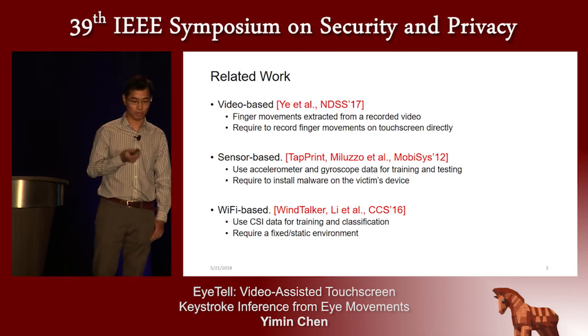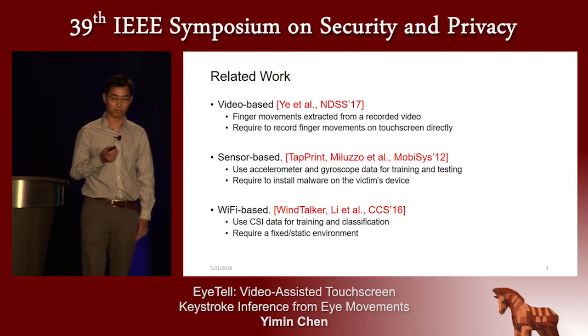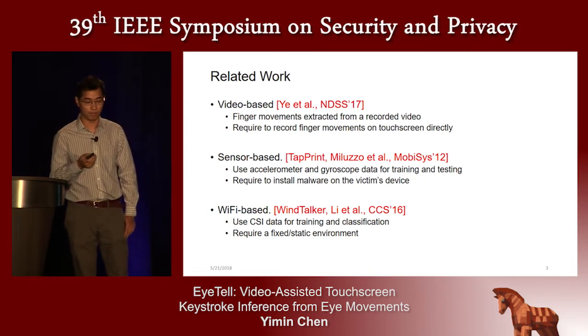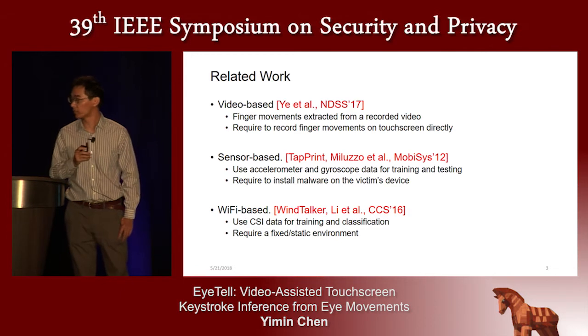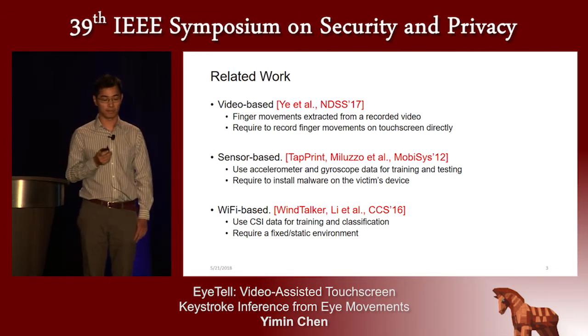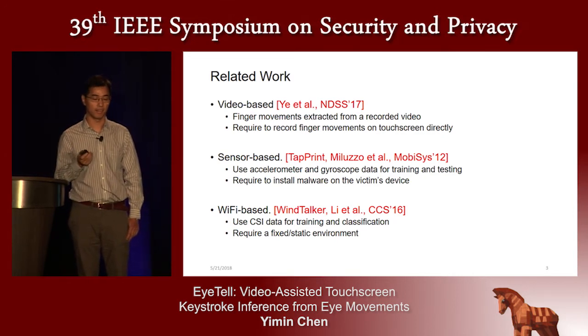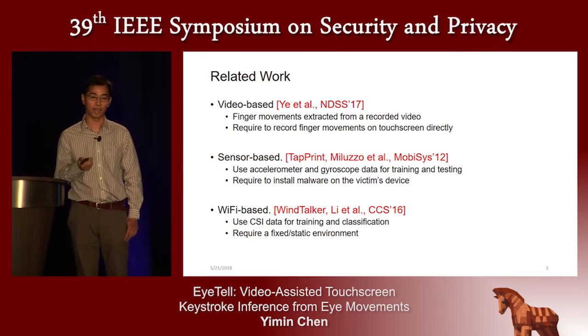And finally, we have the Wi-Fi-based attack. In CCS16, they proposed a system called WiKey. In this system, they exploited channel state information data for keystroke inference. The requirement for their system is that, for example, the position, the distance, and the orientation of the attacker and the victim's device remain unchanged during the training and testing phases.